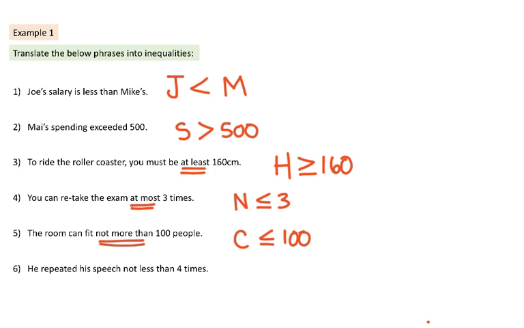Okay, he repeated his speech not less than 4 times. So it means it was at least 4 times. It could have been more than 4 times. So let's say he repeated his speech. So the number of repetitions of his speech were at least, not less than, 4 times. So at least 4 times, bigger than or equal to the number 4.